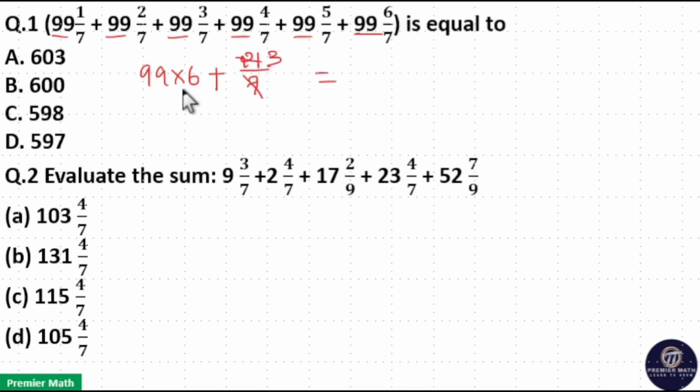Now 99 into 6 means 600 minus 6, which is 594. 594 plus 3 is equal to 597. So option D is your answer.